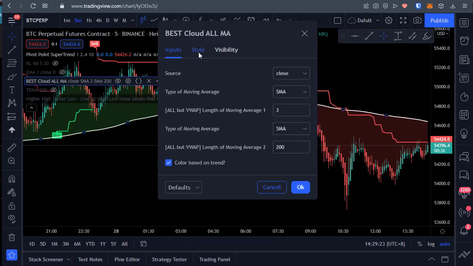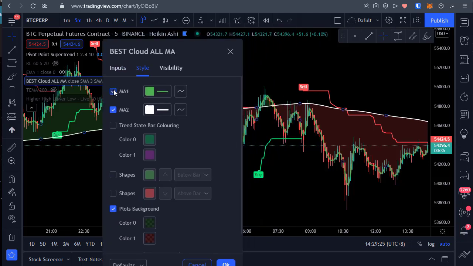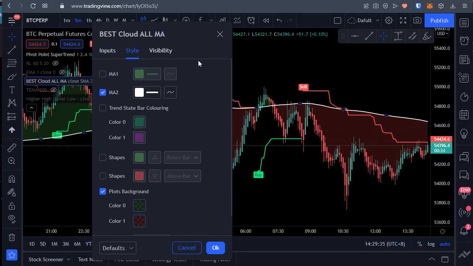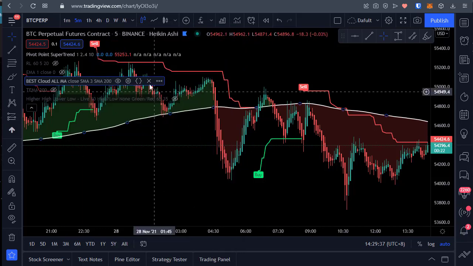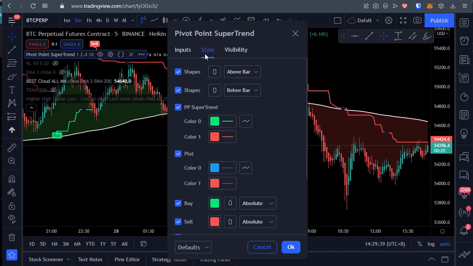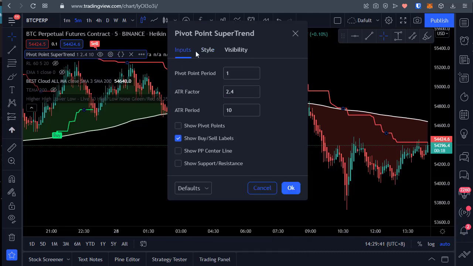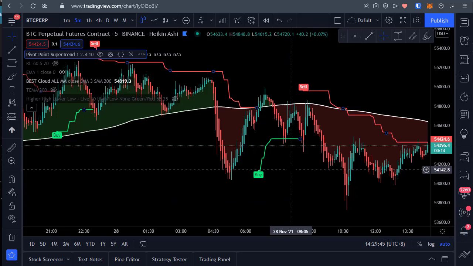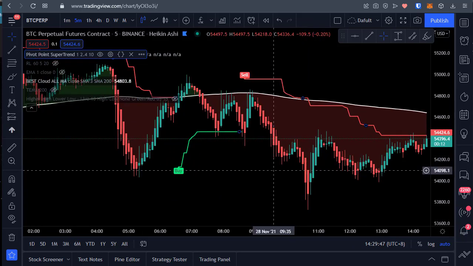For the style, take note, in order not to be so cluttered, remove the MA1. You only want to see MA2, which is your 200 moving average. These are my settings for the style. You can screenshot this for your reference. For the pivot points, it's all enabled, just to let you know. These are my settings for the pivot points. Once you have done this, it makes things very, very clear.